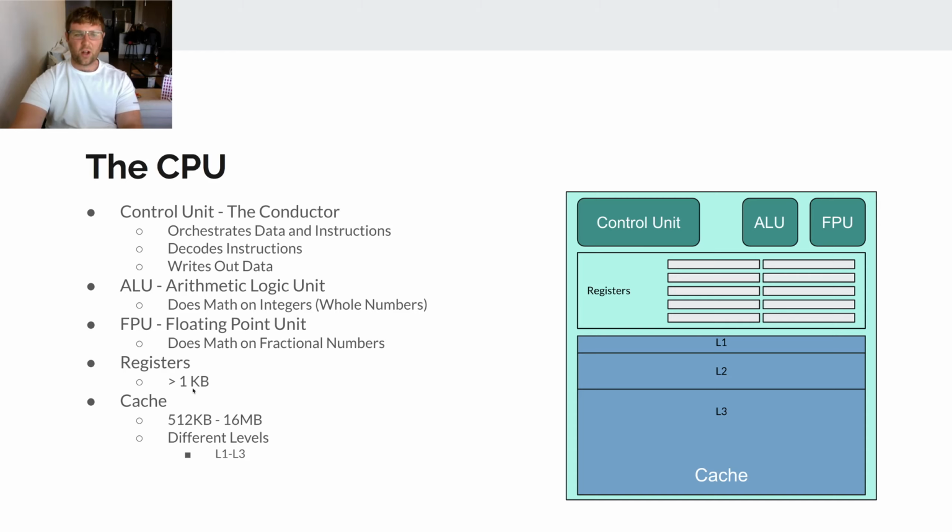The next piece that's on the CPU is the cache. You can see we have different levels of cache, and it can go anywhere from 512 kilobytes to about 16 megabytes.